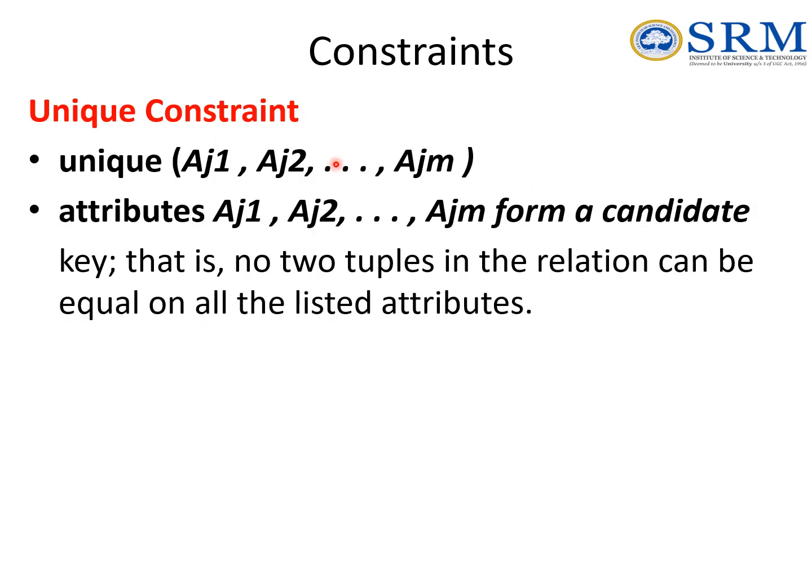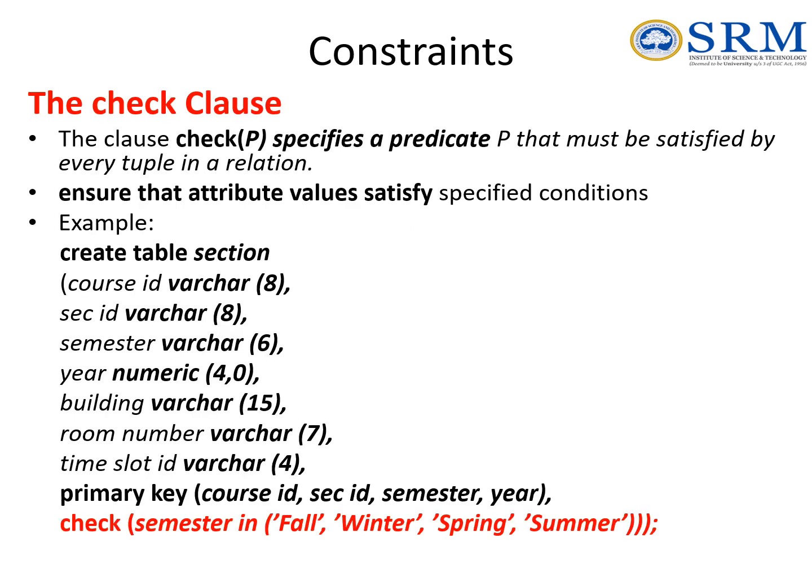Coming to the unique constraint, we have unique Aj1, Aj2 up to Ajm. These attributes form a candidate key. That is, no two tuples in a relation can be equal on all the listed attributes. In other words, a few attributes should differ from another tuple. The values of the particular attributes differ from another tuple in a relation.